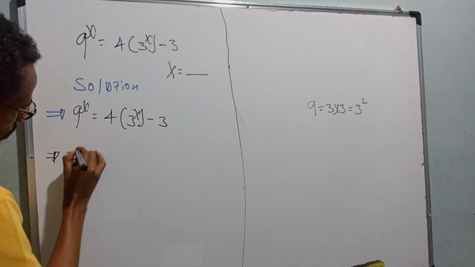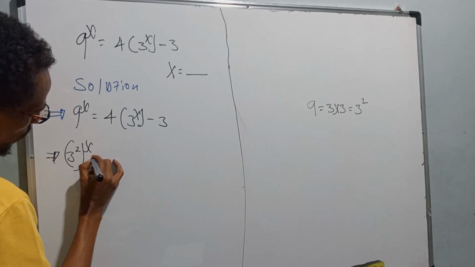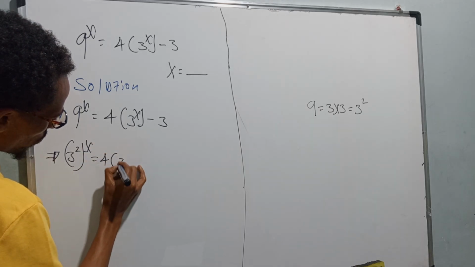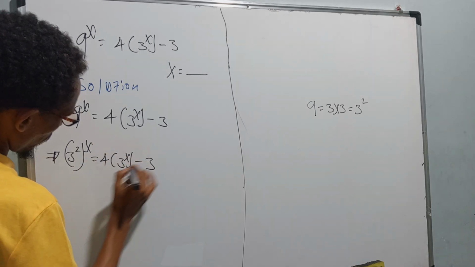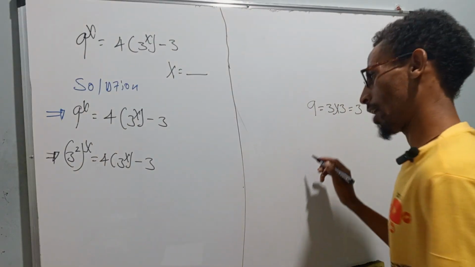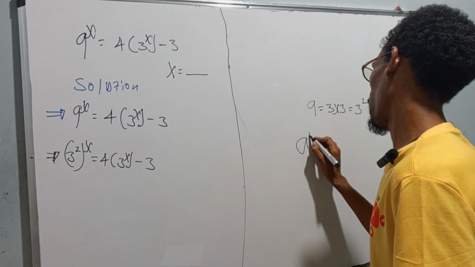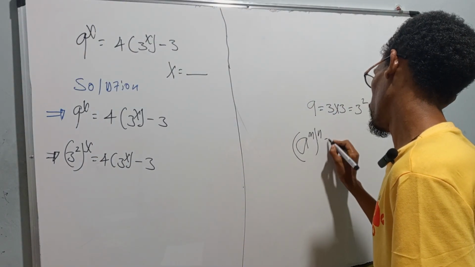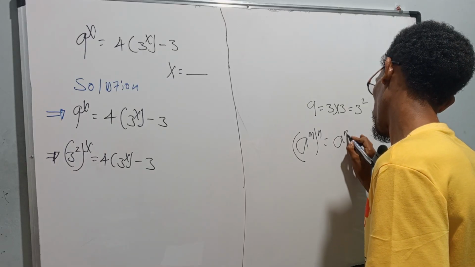So we have 3 to the power of 2, the whole to the power of x, which is equal to 4 in brackets 3 to the power of x minus 3. And again we apply the rule that a to the power of m, the whole to the power of n, is always expressed as a to the power of m times n.